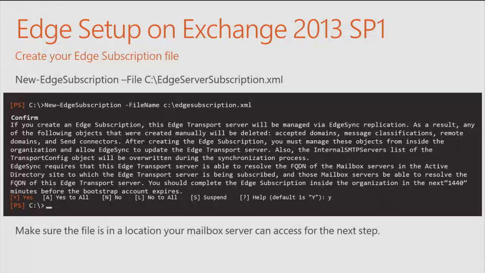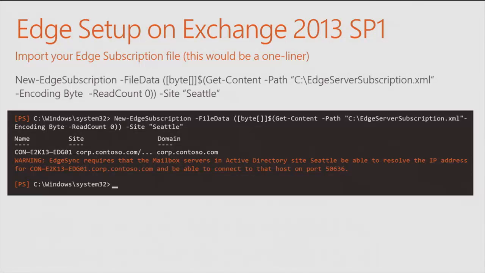So you create a new Edge subscription file, very straightforward there, just New-EdgeSubscription, give it a file name. And it's going to create an XML file that, just like in previous versions, you then need to go and import on the mailbox servers. So you'll go to the mailbox servers, and yes, the command is as long and complicated looking as it was in previous versions. You'll give it that XML file.